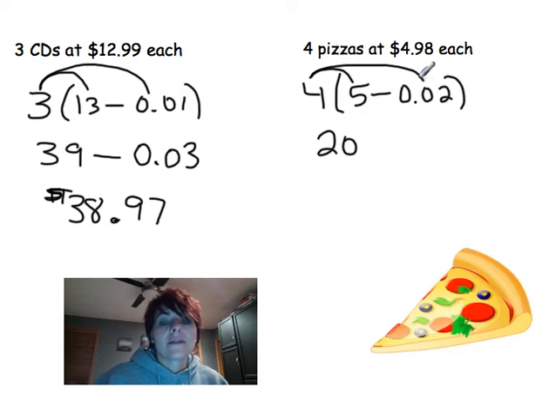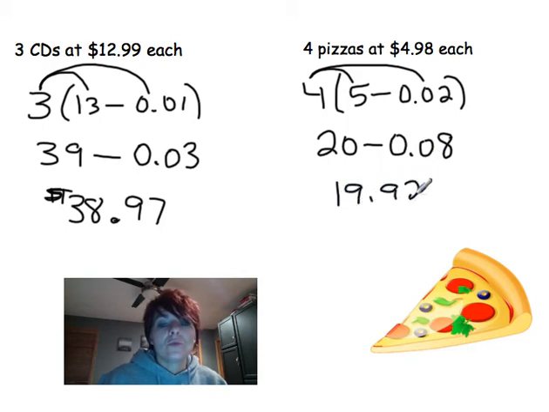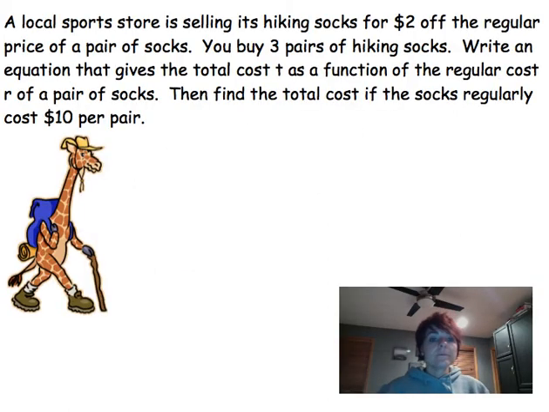And then 4 times negative 2, that's going to be negative 4 times 2 cents, that would be 8 cents. So it would be 0.08. 20 bucks minus 8 cents, 19.92. That's a cool, real-life problem we can use distributive property for. So next time you're at the pizza shop, you'll know exactly what to pay by using distributive property in your head. How cool is that?